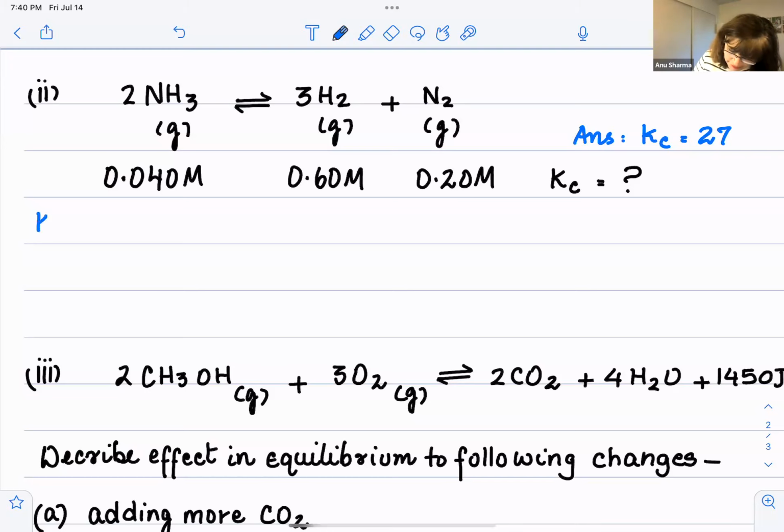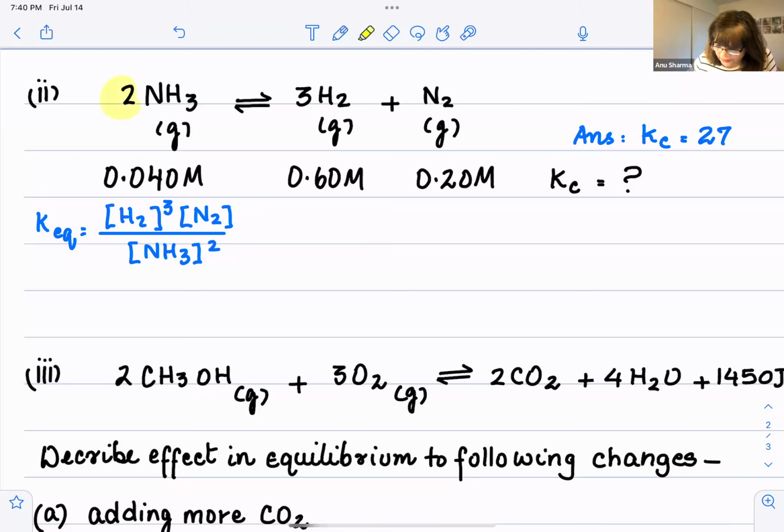So fine. First write down the Keq is equal to, for the hydrogen, the concentration of hydrogen, H2, raised to the power 3, multiplied by the concentration of nitrogen, over the concentration of NH3 raised to the power 2. So remember that this is the coefficient, and there's no coefficient here, so there's nothing here. Okay, so next, we need to find the value of Kc or Keq. It means the same. Keq, what is that? Equilibrium constant.